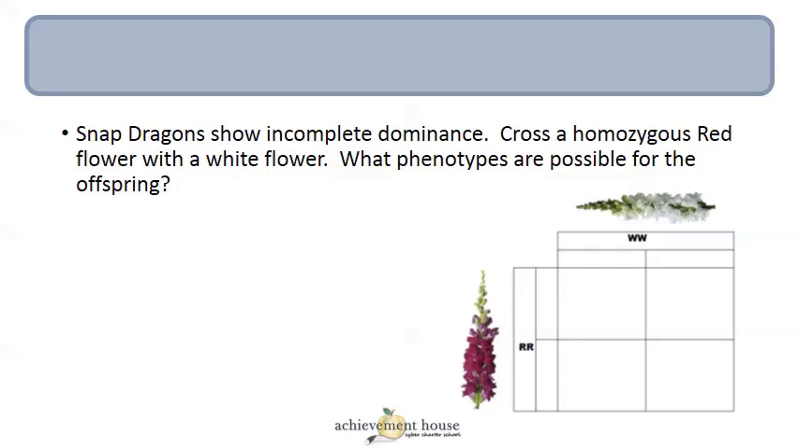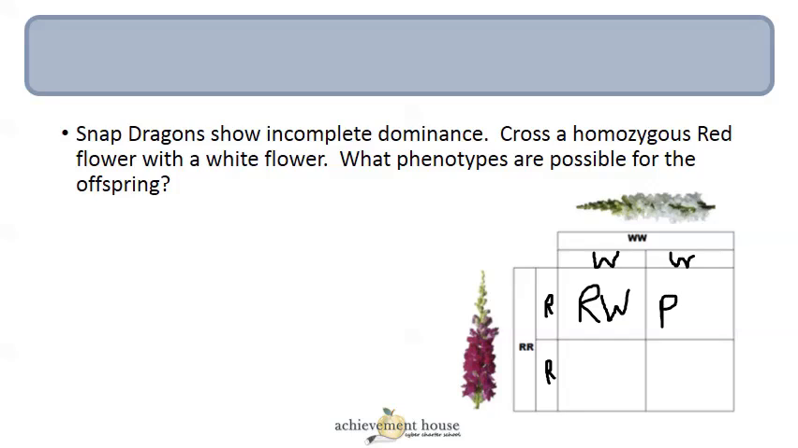Let's try a practice problem. Let's cross a homozygous red flower with a white flower. What phenotypes are possible for the offspring? The red flower is RR and the white flower is WW. Let's go ahead and fill in our Punnett square and determine the traits of the offspring.